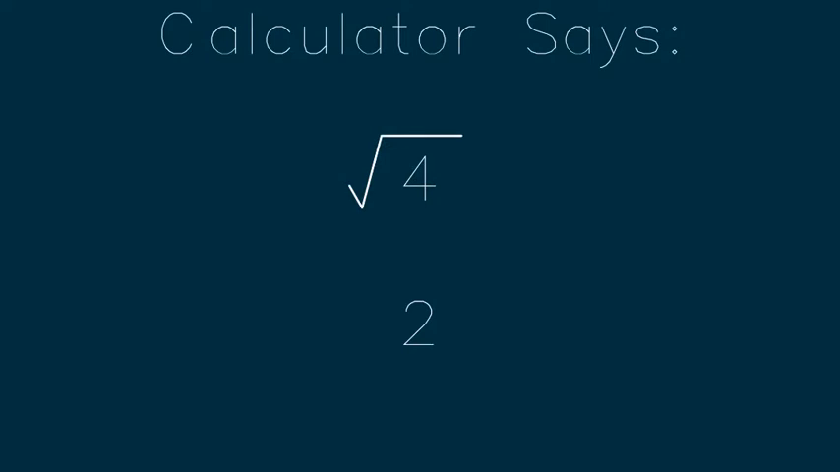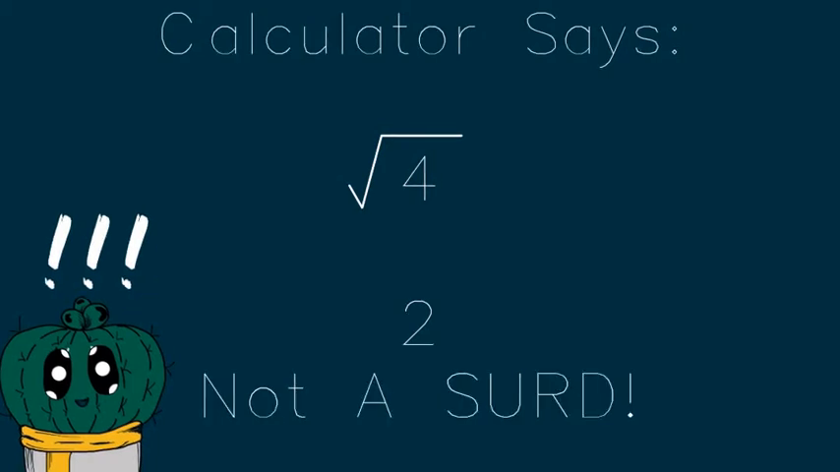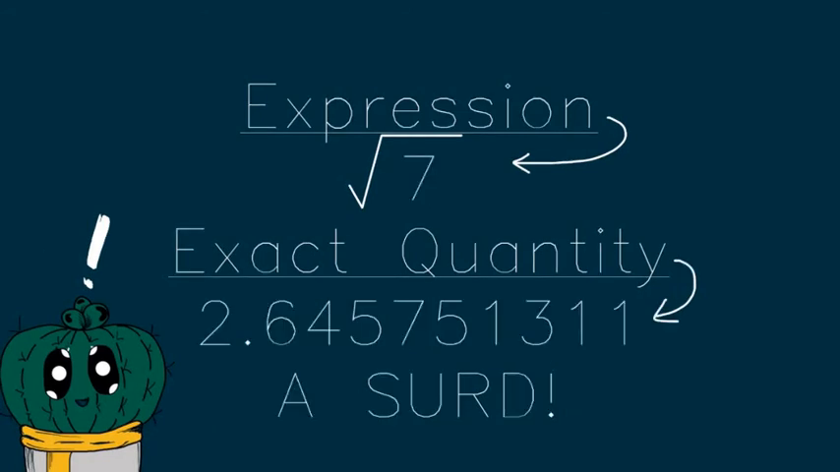Now square root of 4. The calculator gave me 2. It gave me the answer 2. Now 2 is actually an exact value. It doesn't continue on forever and ever, okay? So this is not a surd. This is an exact quantity, and square root of 4 is an expression that I solved in order to get to the exact quantity, okay? So that is the difference.